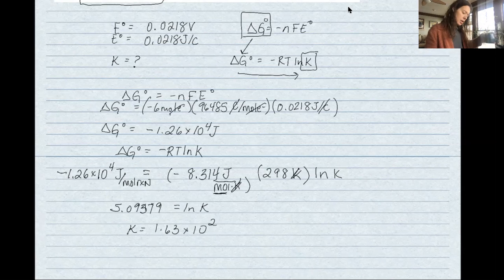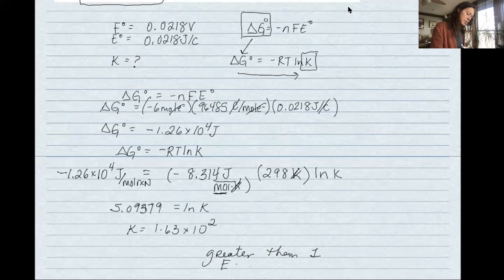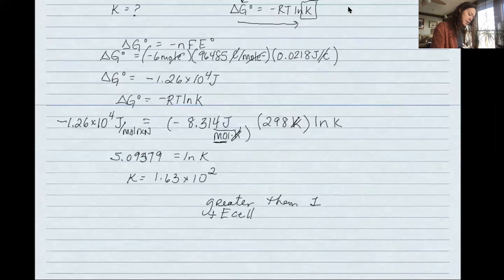That's cool. And that is greater than 1, right? So does that make sense with everything else? Yes, because E cell was positive, right? And delta G was negative. So everything looks good. Good stuff. Watch your units. Watch those units.